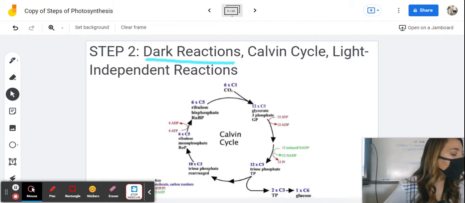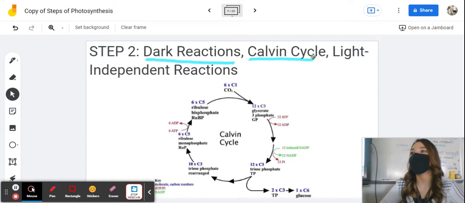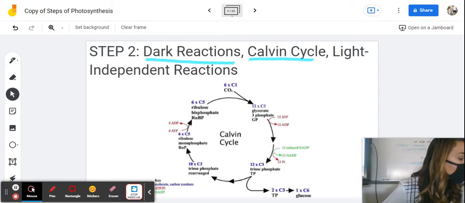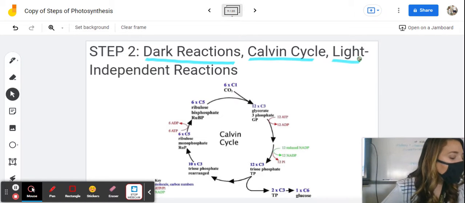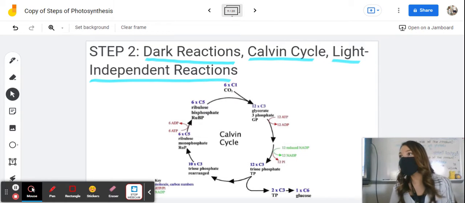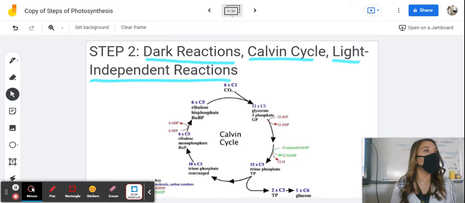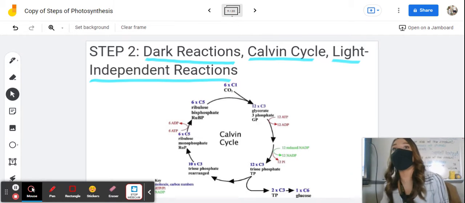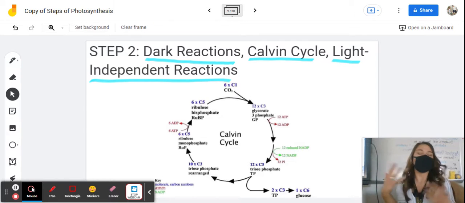The Calvin cycle. Why do you think they called it the Calvin cycle? Probably because some dude named Calvin figured this out. And the last one, light independent reactions. If you were going to say, Miss Culp, you are such an independent woman, you don't need no man, right? I don't need my stupid husband. Independent means you don't rely on something. You don't need it. So instead of light dependent, now we're saying light independent.